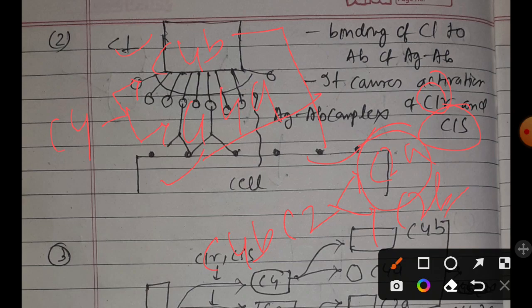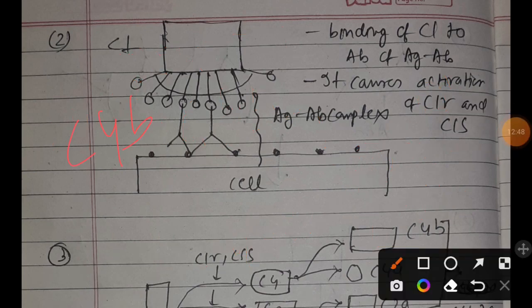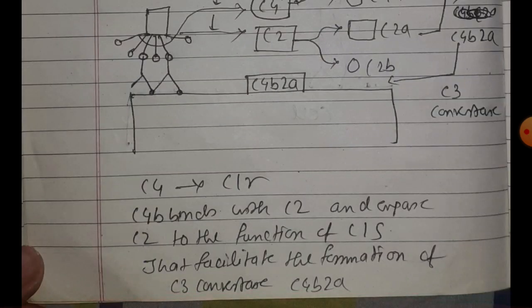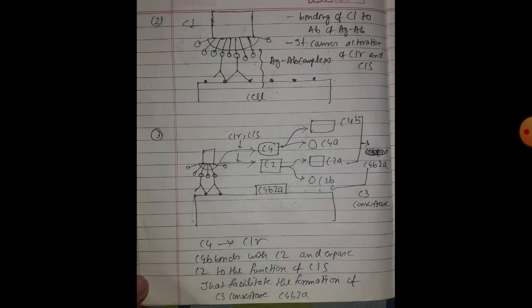So the larger fragment is going to take part in the next step of that reaction and the smaller fragment is going to dissociate. So here we have two important parts, C4b and C2a, that will form a complex together, C4b2a, and this complex is known as C3 convertase. This C3 convertase will bind with the cell membrane of the foreign cell. So that is the entire concept of the classical complement pathway.